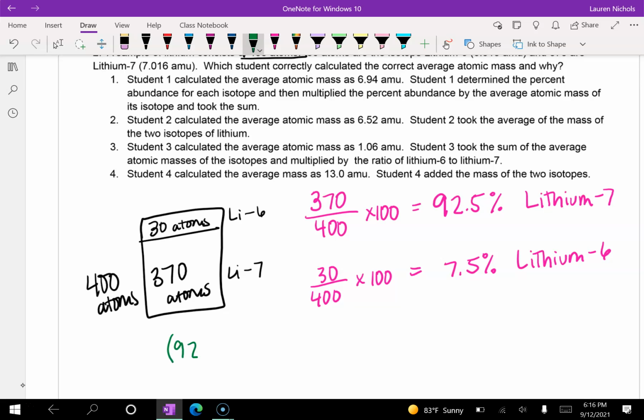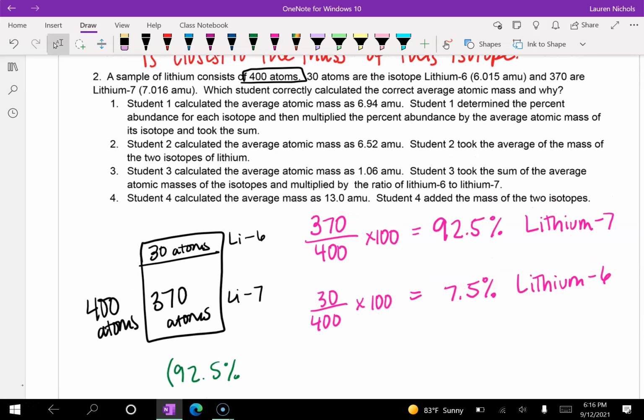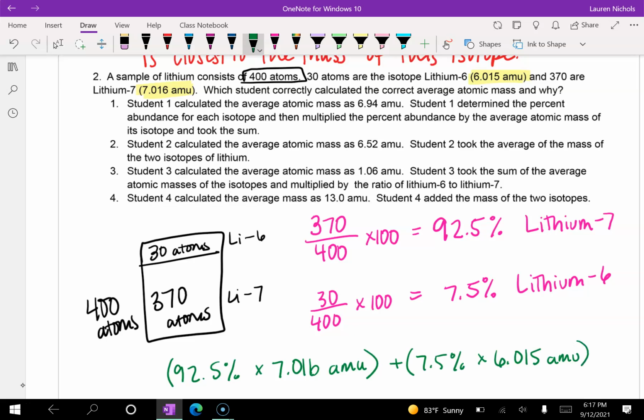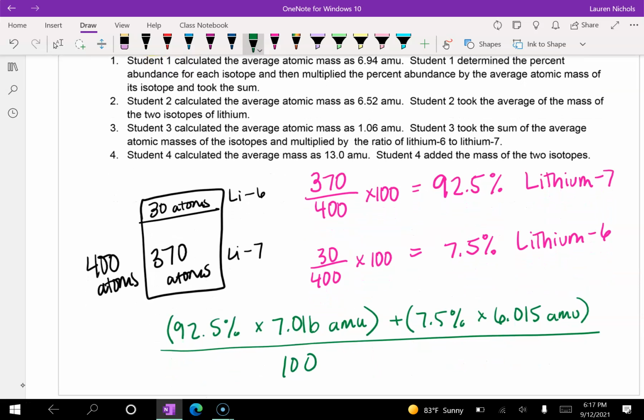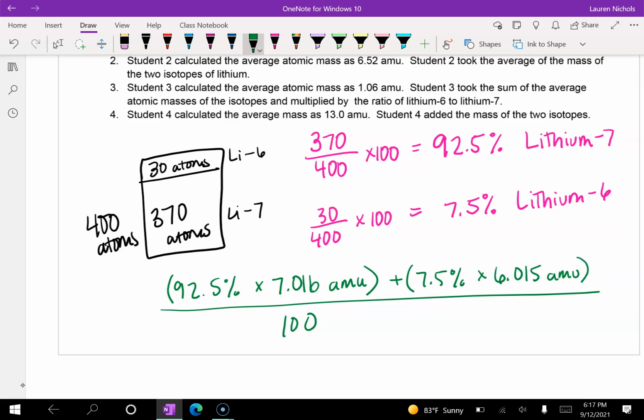So we can say that 92.5% times, and so they give us a very specific mass for lithium, so we want to use that one, 7.016 AMU plus our 7.5% times 6.015 AMU, all divided by 100. And so remember, when you're doing this in your calculator, you do not want to put the percent sign in your calculator, because otherwise it will get messed up. That's why we're doing the divide by 100 part. And so when you actually do this in your calculator, you should get a number that's 6.94 AMU.